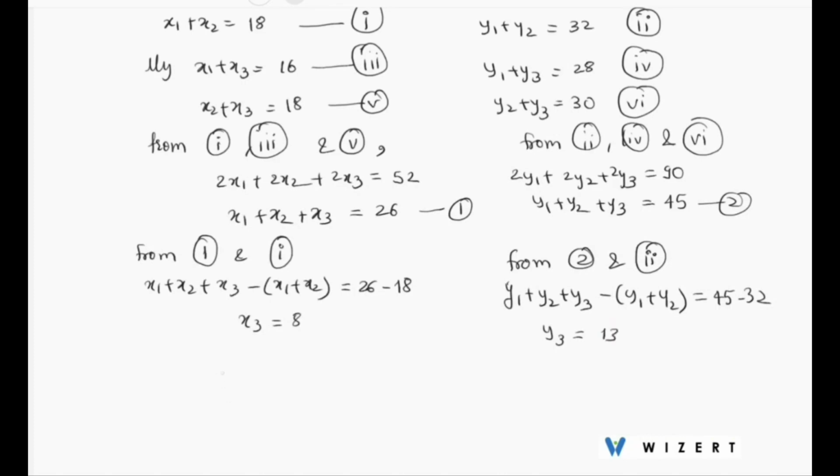So y3 is 13. Therefore, the coordinates of C, x3, y3, are equal to (8, 13). This is the answer.